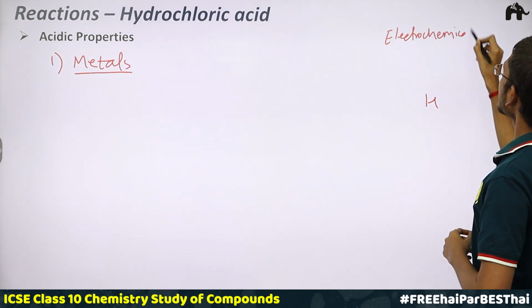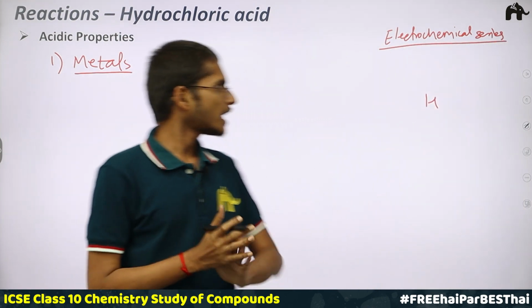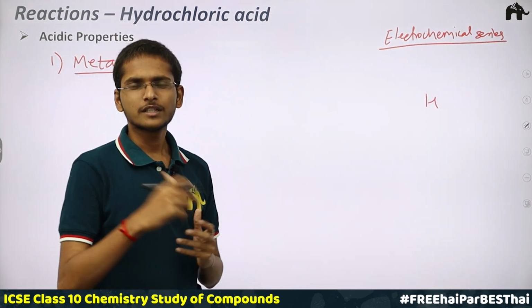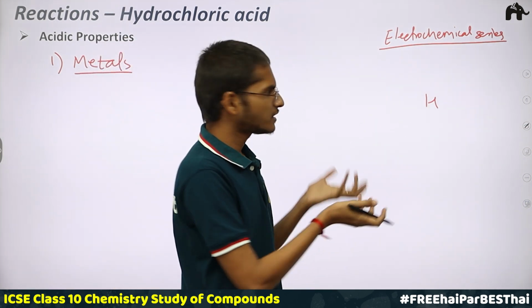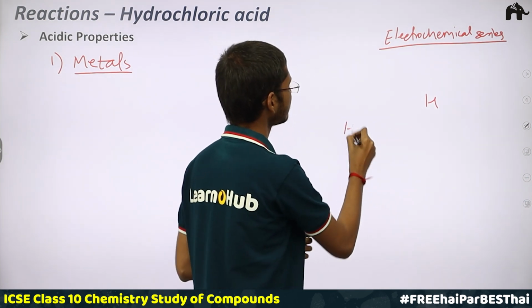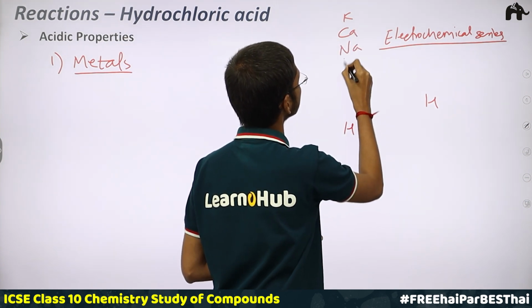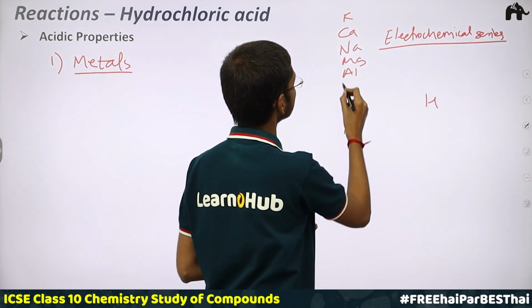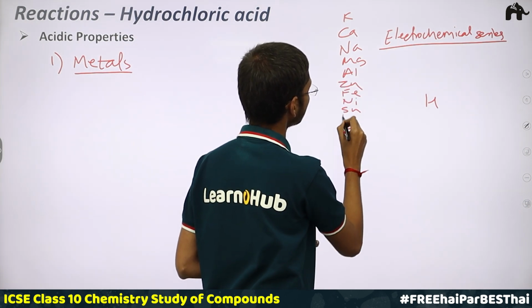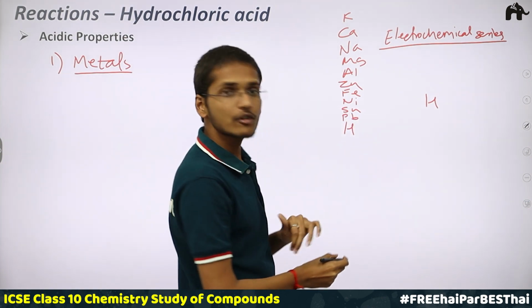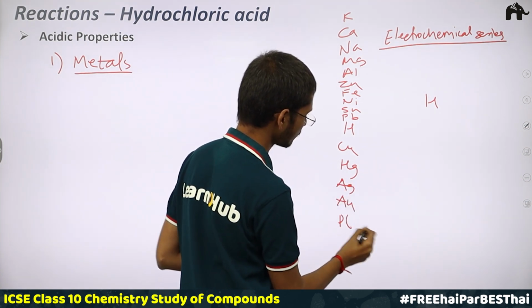Now I'm sure you would have studied the electrochemical series in electrolysis. I have also given you a trick to remember it. Let me tell you which elements are there in the electrochemical series: starting from potassium, then calcium, sodium, magnesium, aluminium, zinc, iron, nickel, tin, lead, hydrogen, and then below hydrogen, Cu, Hg, Ag, gold, platinum. So this is the electrochemical series.